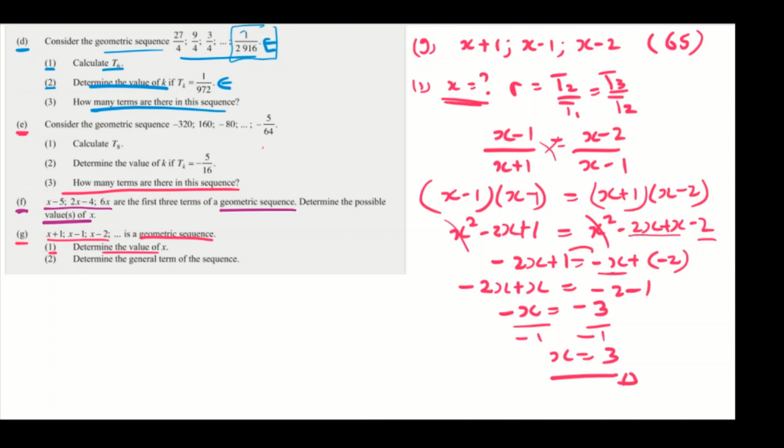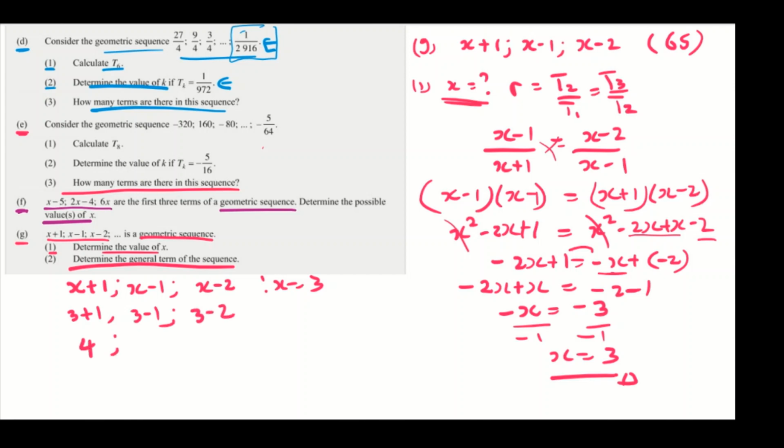And then the second part of the question is to find the general term. So you have your value of x, you know your sequence, it's x plus 1, x minus 1, x minus 2. You substitute the x being equals to 3, so it's going to be 3 plus 1, 3 minus 1, 3 minus 2. Here it's going to be 4, here it's going to be 2, here it's going to be 1, right?